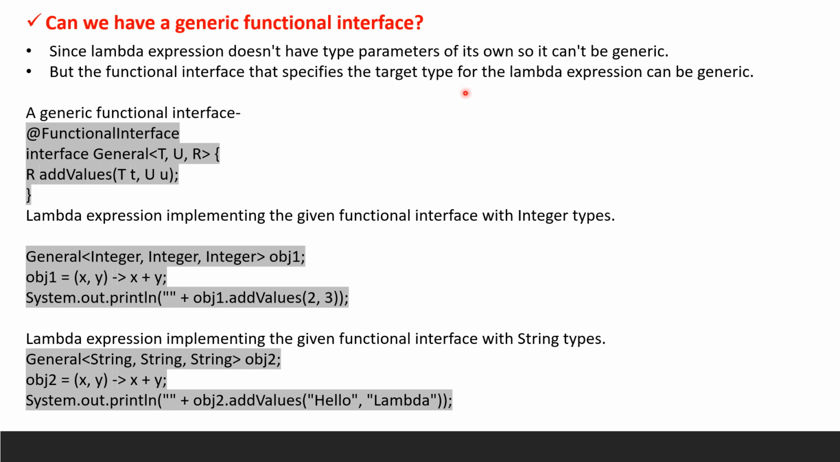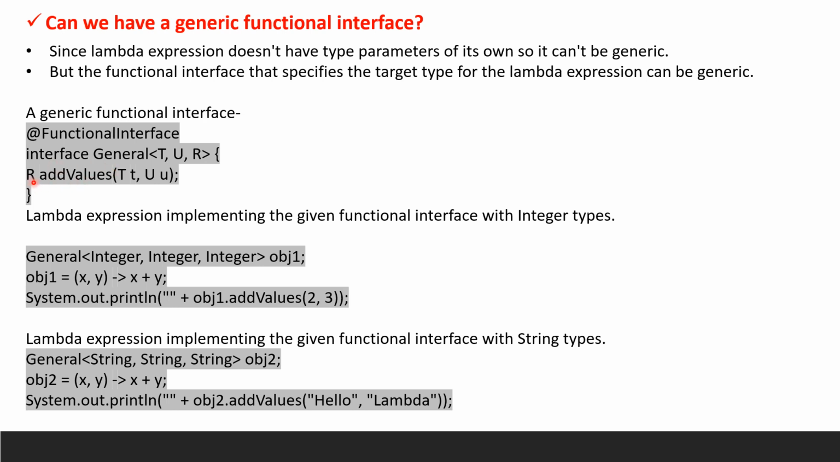generic. For example, here is a generic functional interface. We annotate it with @FunctionalInterface and declare the interface, and it has some generic parameters. If you know the target type for that lambda expression, then it can be generic. Here we have the input parameters, and it also specifies the target type. So here we can have the functional interface as a generic one.